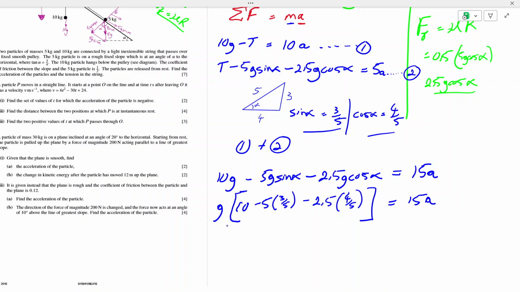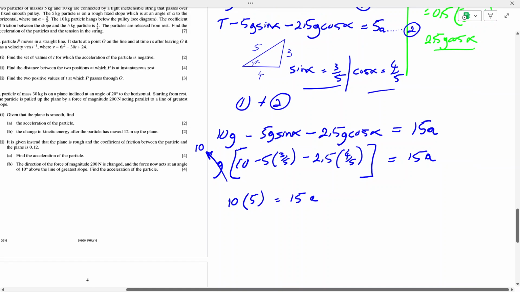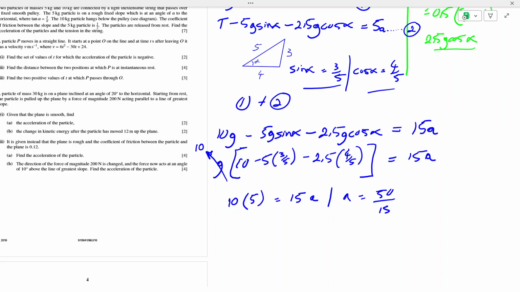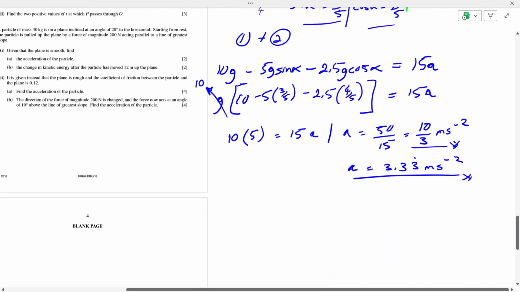Right, and then when I simplify that, this g is equal to 10. So I have 10. When I simplify that, I have 5, which is equal to 15a. So that means our a is equal to 50/15, which simplifies to 10/3 meters per second squared. Or you could write it as 3.33 recurring meters per second squared. Both answers work. Cambridge will accept both of them.